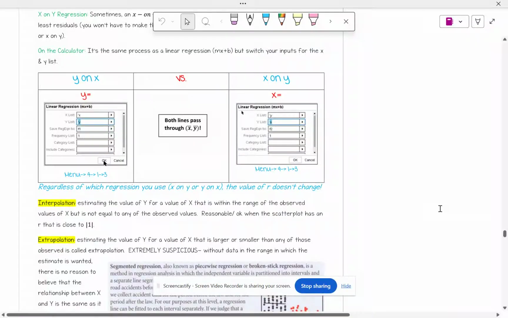All right, so we talked about the difference between interpolation and extrapolation. Let's talk y on x versus x on y. If you look at this little icon here, it organizes everything you need to know about the two types of regression. If you're calculating the linear regression equation y equals, that's a y on x regression. You're minimizing the vertical residuals from each data point to the trend line. Versus x on y, where your equation looks like x equals, and you're minimizing the horizontal distance between each data point and the regression line.